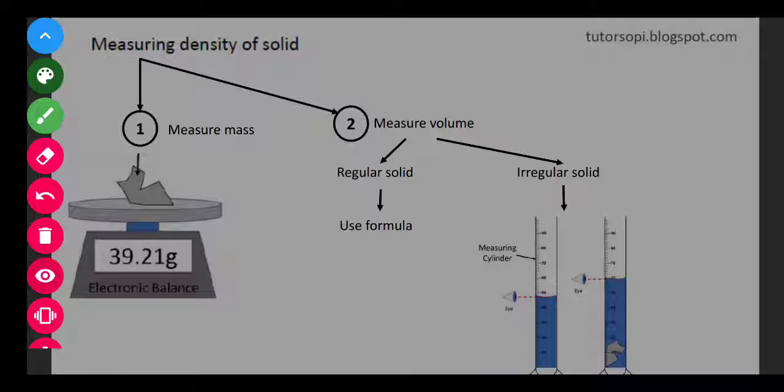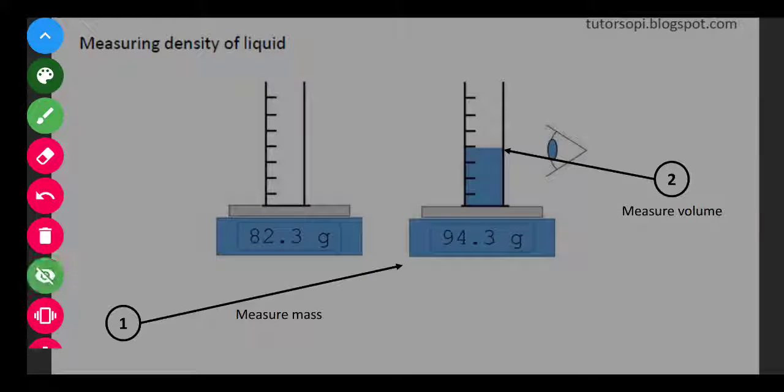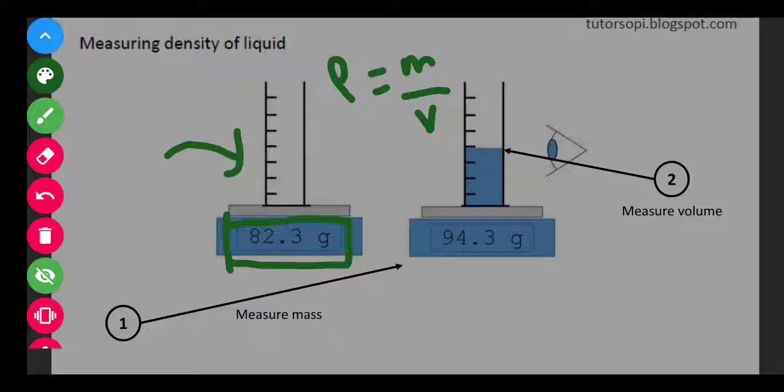Okay, so next kita akan tengok macam mana nak measure density of liquid. So konsep dia still sama. So untuk measure the density of liquid, you use the formula rho equals to mass over volume. So first you measure the mass. Okay, in this case, kalau korang tengok dekat sini, this is just an empty measuring cylinder. Tapi measuring cylinder sendiri ada dia punya mass. Okay, lepas tu kita masukkan liquid dekat dalam dia.